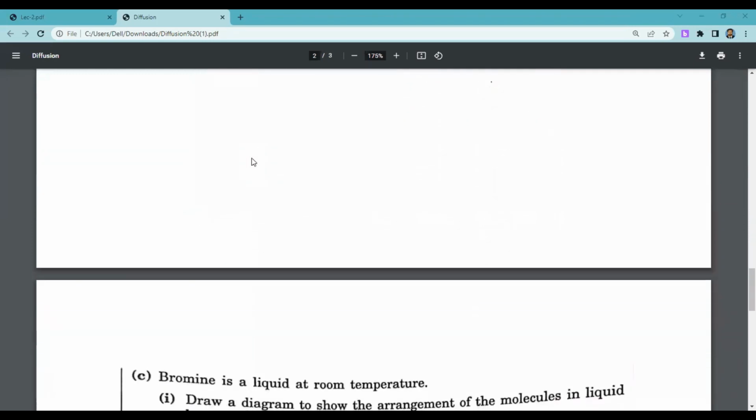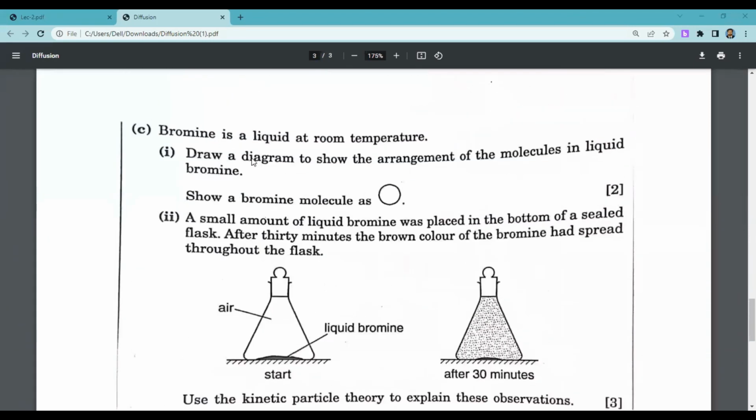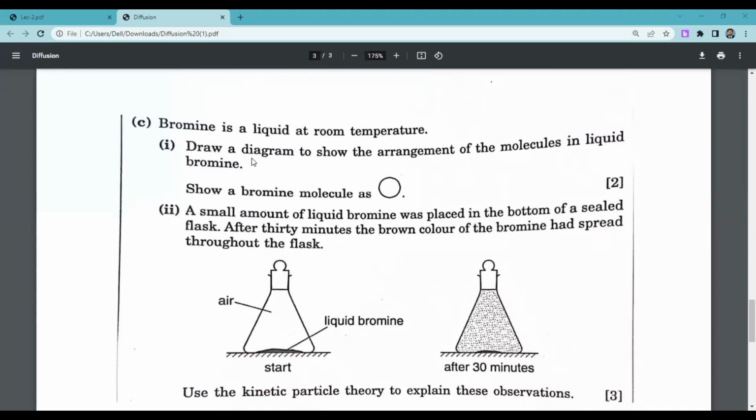Next, the last question is: bromine is a liquid at room temperature. Draw a diagram to show the arrangement of molecules in the liquid state. You know that in a liquid, particles are not closely packed, not close to each other. Therefore, by showing this arrangement, you can show the molecules of bromine.